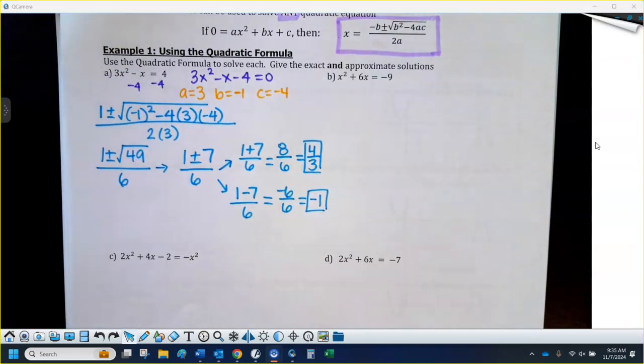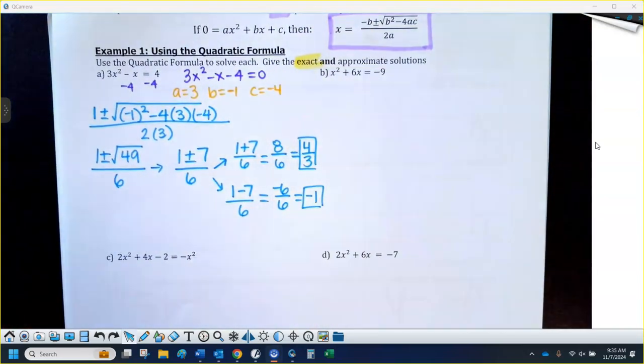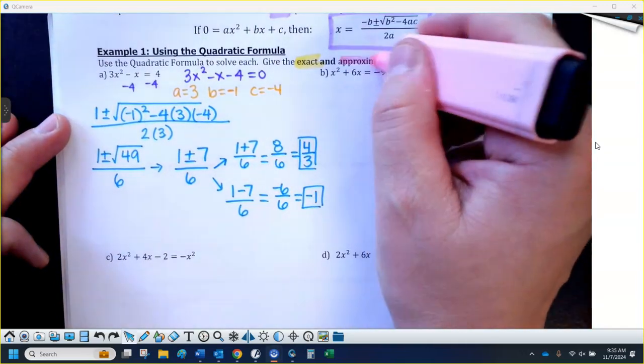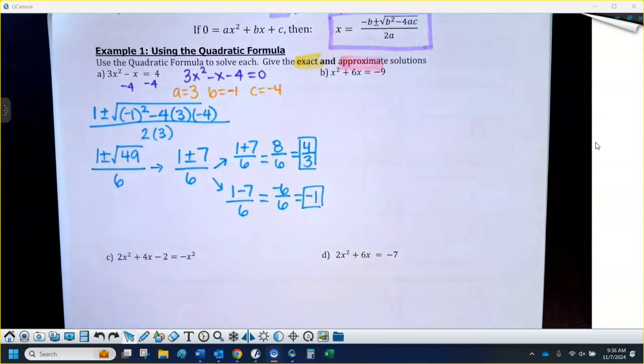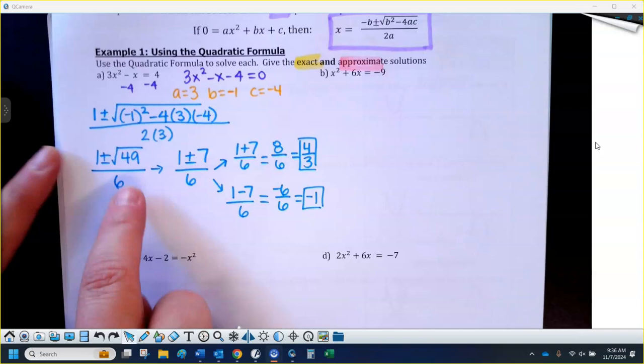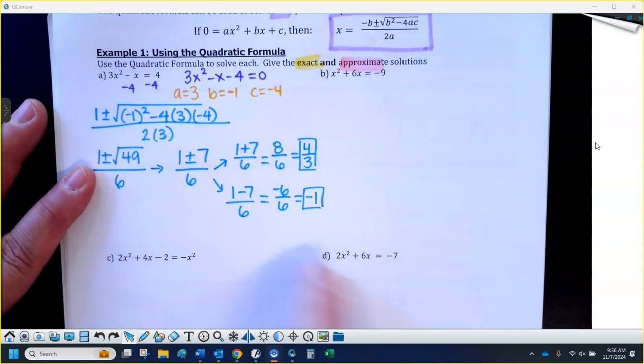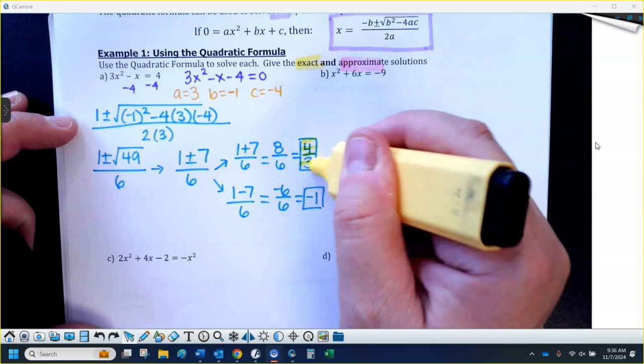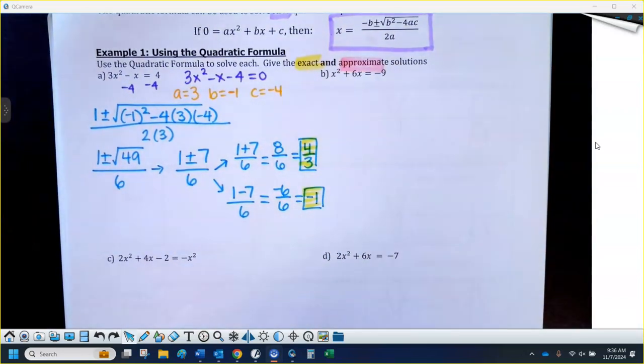And let me back up. At the very beginning in the directions of the question, it tells you we're going to give exact, and we're also going to try to do approximate solutions. Now, the only time you'd have an approximate solution is if we had something left under the square root, which we don't have here because we had a perfect square. So these would be considered exact solutions because we had the ability to take the square root of the 49. So we don't have an approximate solution here. We just have exact solutions, and that's what I would leave my answer, the 4/3 and the -1.